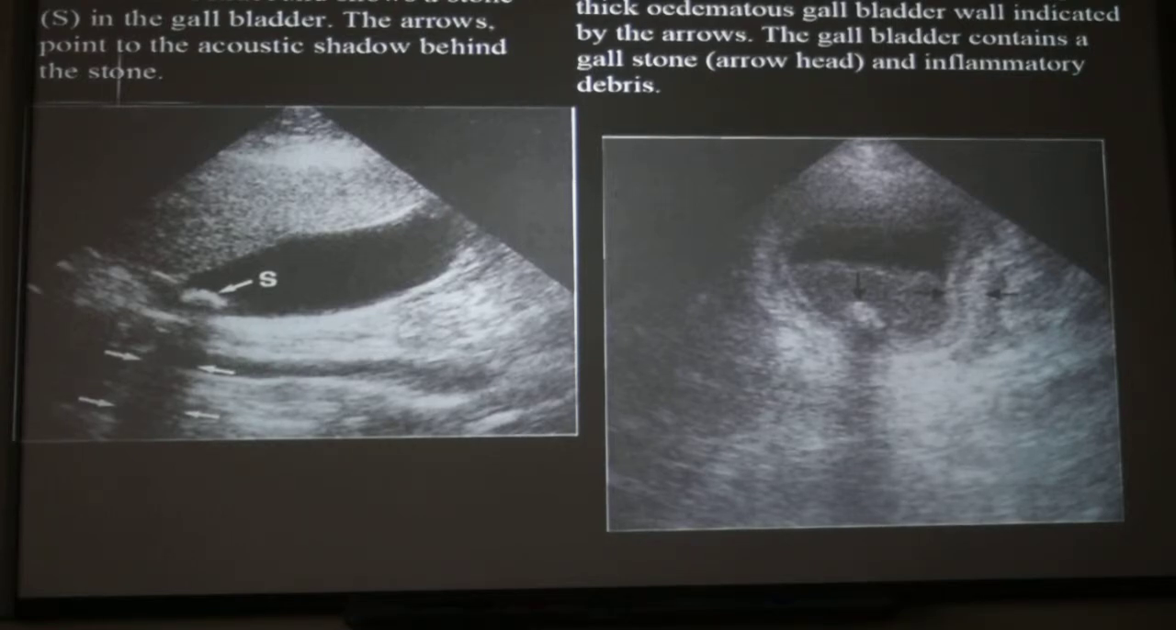This white thing in the right picture is a stone or what? This one is a stone, this one is also a stone. Both are gallbladder stones. The problem with this gallbladder is it is acutely inflamed. This one is a normal gallbladder with a stone.